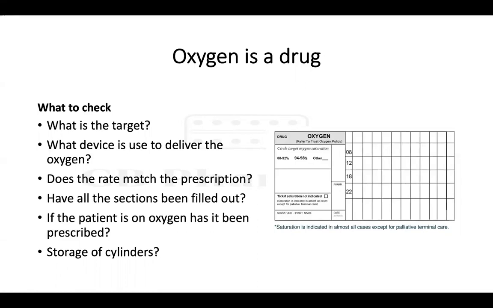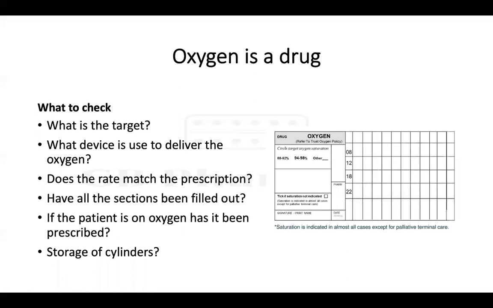All the sections have been filled out. Obviously, this is a section that's not filled out properly. And also, if the patient is on oxygen, make sure it has been prescribed. You can see if the patient's got oxygen running. Make sure it's been prescribed. The only time it doesn't have to be prescribed is in an emergency, where you should be able to give oxygen without a prescription, but it should be prescribed when convenient.